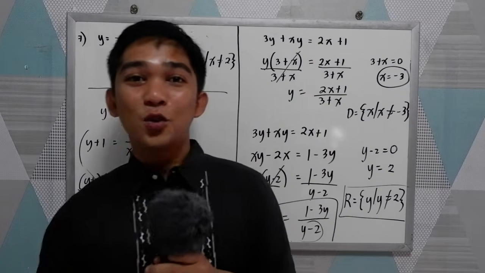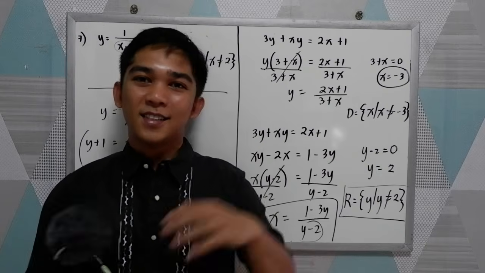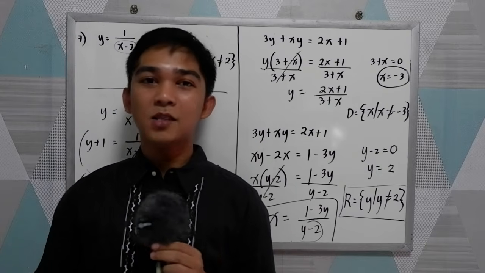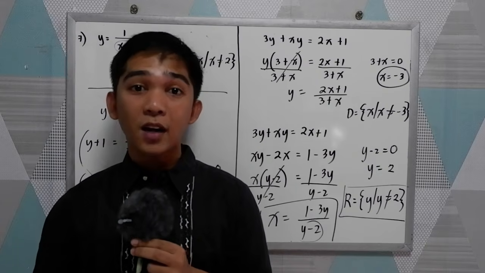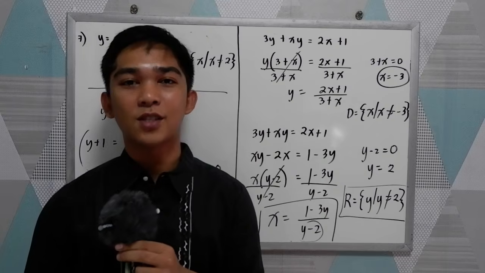That is how to find the domain and range if the given are ordered pairs, mapping or arrow diagram, linear functions, quadratic functions, and rational functions.